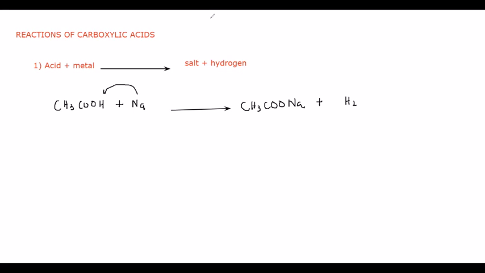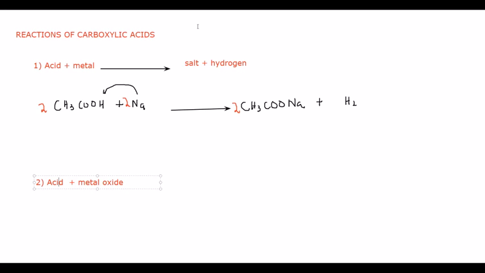And then the balancing part: 2 hydrogen. So you put 2 for balancing hydrogen and you balance the sodium acetate ion. This we discussed yesterday, balancing when organic acid reacted with metal. And the second reaction was when organic acid, or acid, reacts with metal oxide.